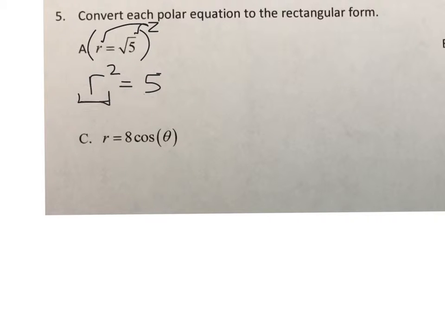Okay, so now I have something that is substitutable. I have an r squared and nothing else. So instead of r squared, I can now write x squared plus y squared. And this is my rectangular form for a circle centered at the origin with a radius of 5. Okay, so that one is done. I no longer have any r's, I just have x's and y's, and that's a circle.